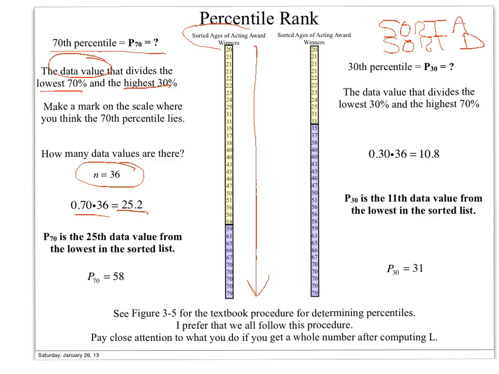So P70 would be the 25th data value from the lowest in the sorted list, and that turns out to be the data value 58. So P sub 70 is 58. So a person scoring a 58 has a score that's better than 70% of the people in the data set.